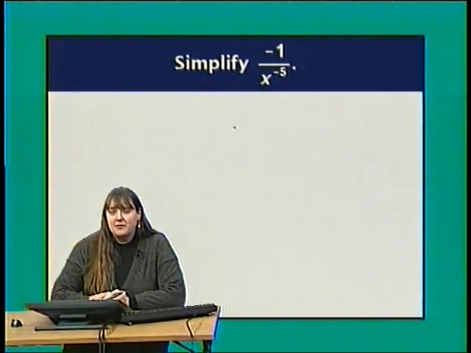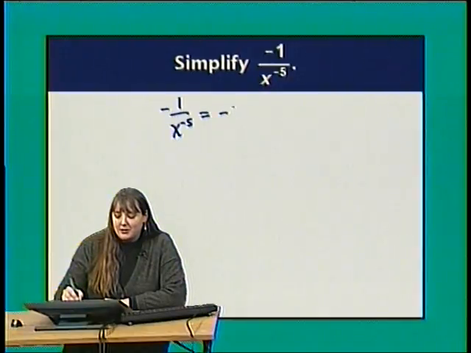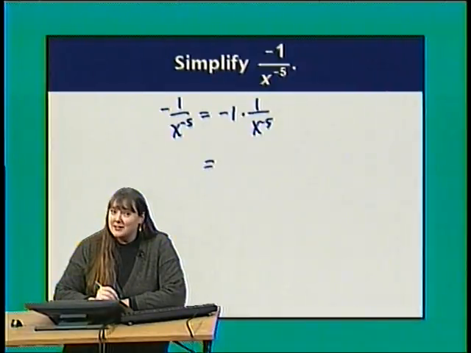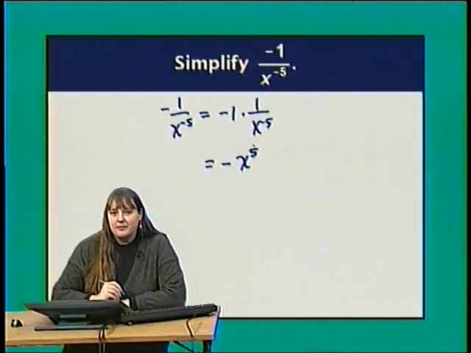Let's simplify negative 1 over x to the negative 5. Well, this is the same as negative 1 times 1 over x to the negative 5, which is negative 1 times x to the positive 5. That's negative x to the 5th.